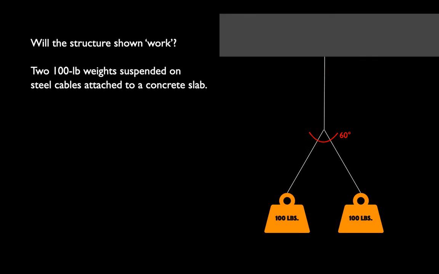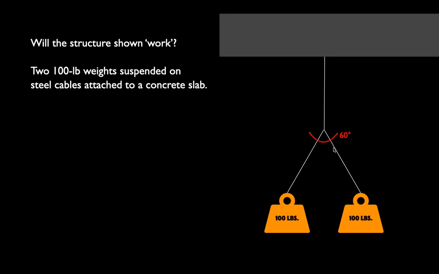So here's the problem that we'll actually dive into, and this is a cable structure being hung from above, two 100-pound weights suspended on steel cables and attached to a concrete slab with an angle between them of 60 degrees. And what we would like to do is figure out how these loads end up getting carried by the cables and how much stress, and it'll be in tension, right? The loads are pulling on the cables. So how much tension will each of these cables feel, basically?